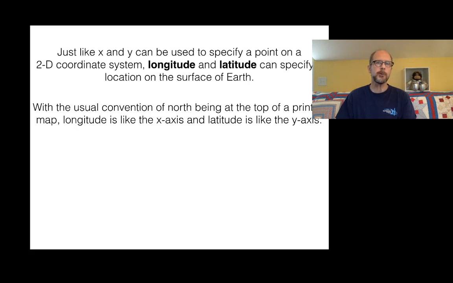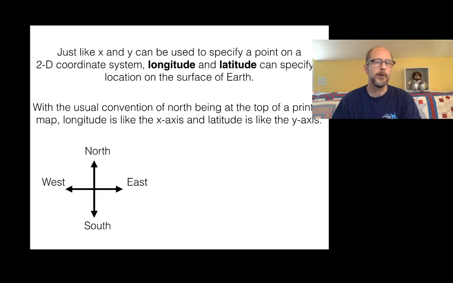With the usual convention of north being at the top of a printed map, longitude is like the x-axis and latitude is like the y-axis. So north, east, south, west, going clockwise around the compass dial. If you're not already familiar with that, sometimes people use a little mnemonic device. The one I've seen or heard most often is never eat shredded wheat, or never eat soggy waffles. I guess we'll go with the soggy waffles. So never eat soggy waffles: north, east, south, and west, going clockwise.